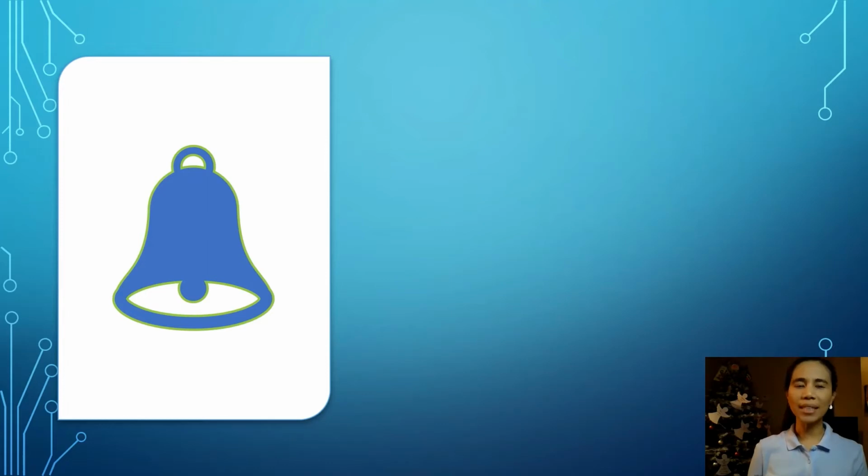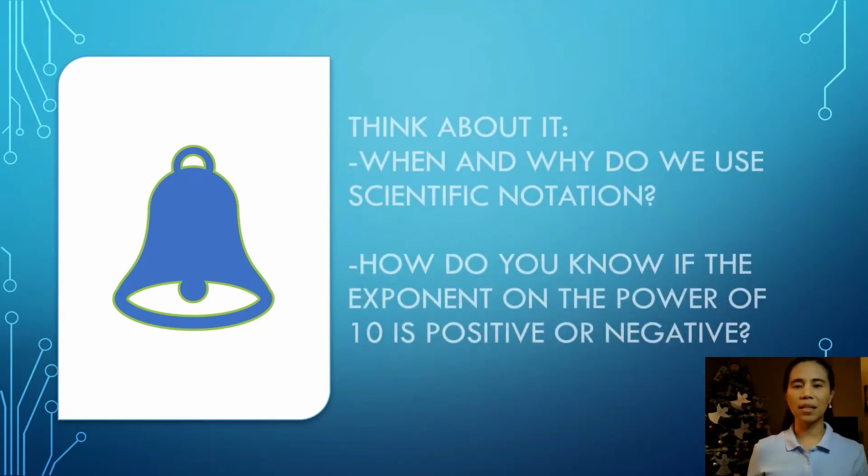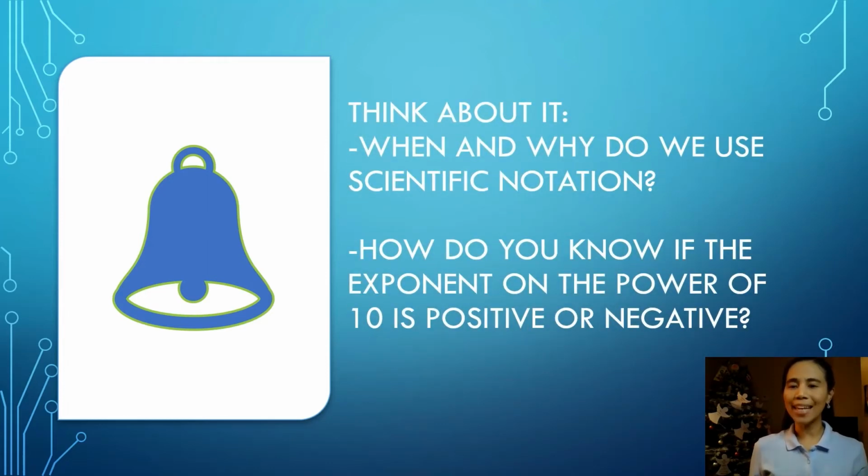Now, here are the questions. Let's think about this. When and why do we use scientific notation? And how do you know if the exponent, the power of 10, is positive or negative? So these questions hopefully will be answered as we go along in this lesson.